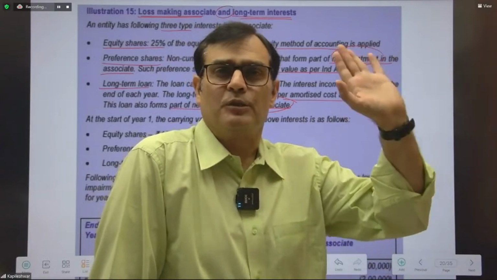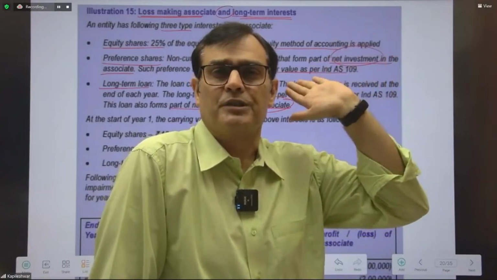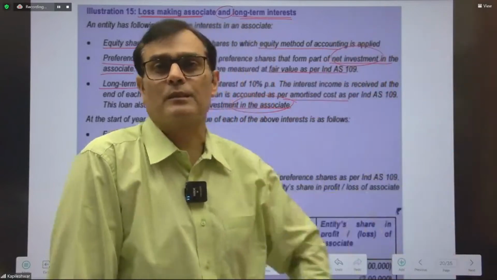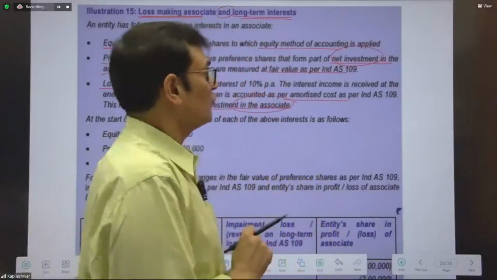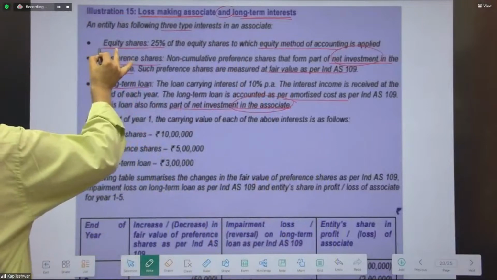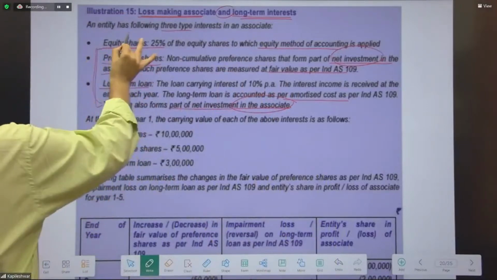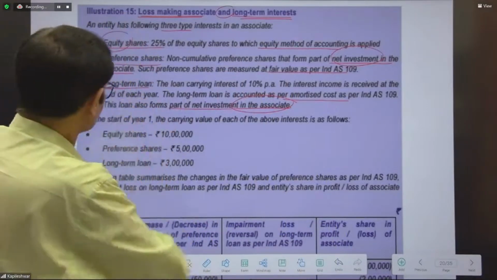He's putting this money into the associate company and has no intention of getting it back. It's as good as permanent funding. It's as good as an equity investment. So you can say it is another long-term interest apart from the equity investment.